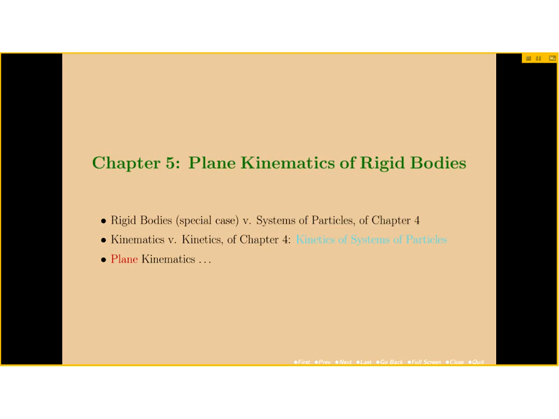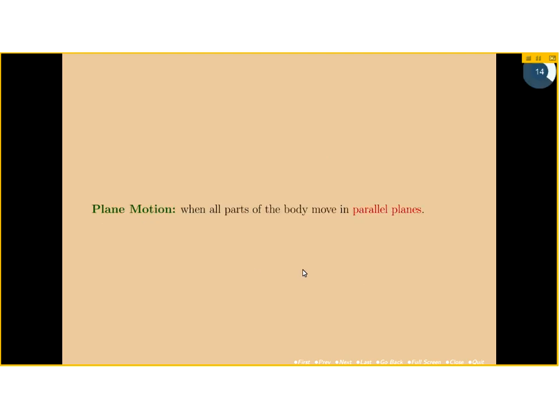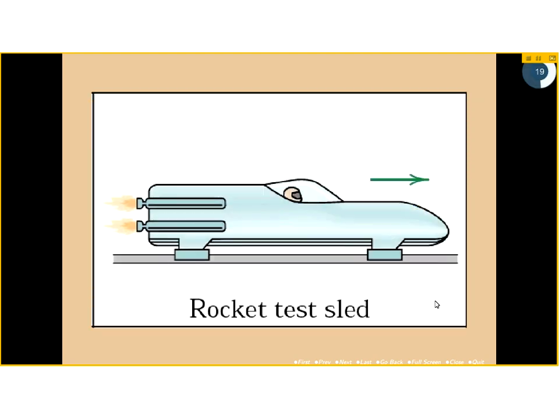Now, what is meant with plane kinematics? That is the next thing I'd like to look at. If we now look at the definition of planar motion or plane motion, that is the motion when all parts of the body move in parallel planes. Now, what is meant by this? Let me try to explain it in the following way, using this picture that actually comes from the introduction to Chapter 5. What we have here is a rocket test sled.